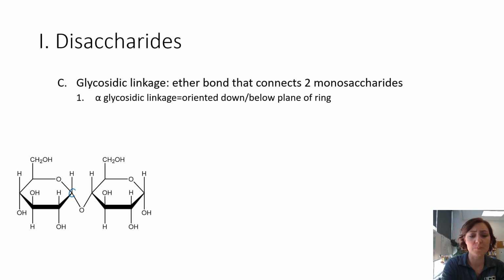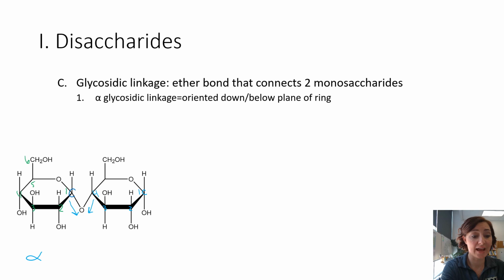And so we start numbering around the ring with the anomeric carbon and we go clockwise, 3, 4, 5, 6. This is important because when we describe our glycosidic linkage, we want to say whether it's alpha or beta, and we also want to say what 2 carbons are involved in that glycosidic linkage. We're going to do the same thing for our other monosaccharide. So 1, 2, 3, 4. I'm going to stop counting because that's involved in the bond, and that would be overkill. So notice that this bond is going down or below the plane of the ring.